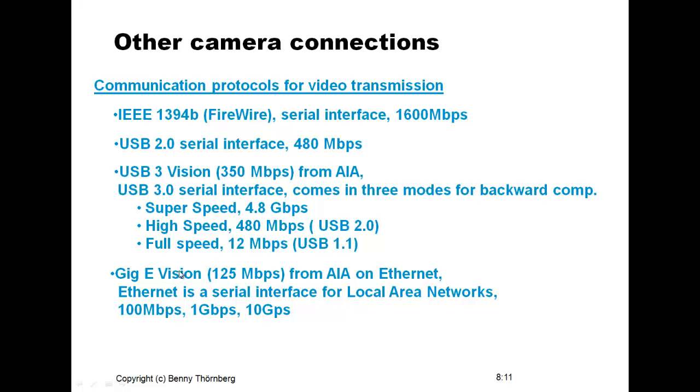Gig eVision, a standard based on Ethernet communication, provides 125 megabits per second. Ethernet is a serial interface usually used for local area networks, and these LANs come in different configurations: 100 megabits per second, 1 gigabit per second, and 10 gigabits per second.